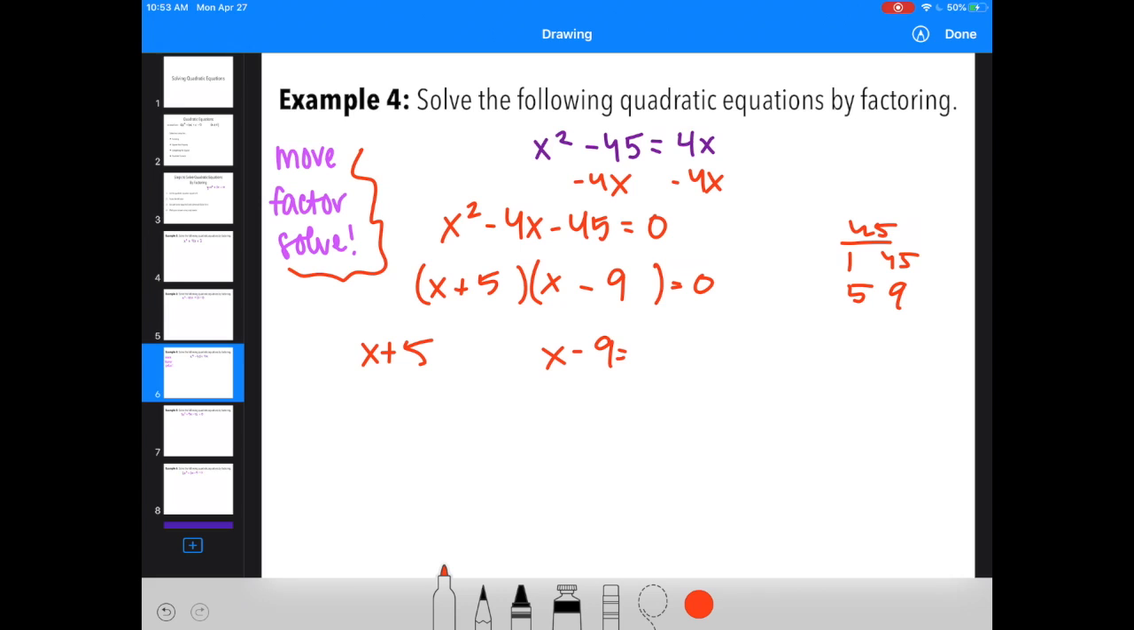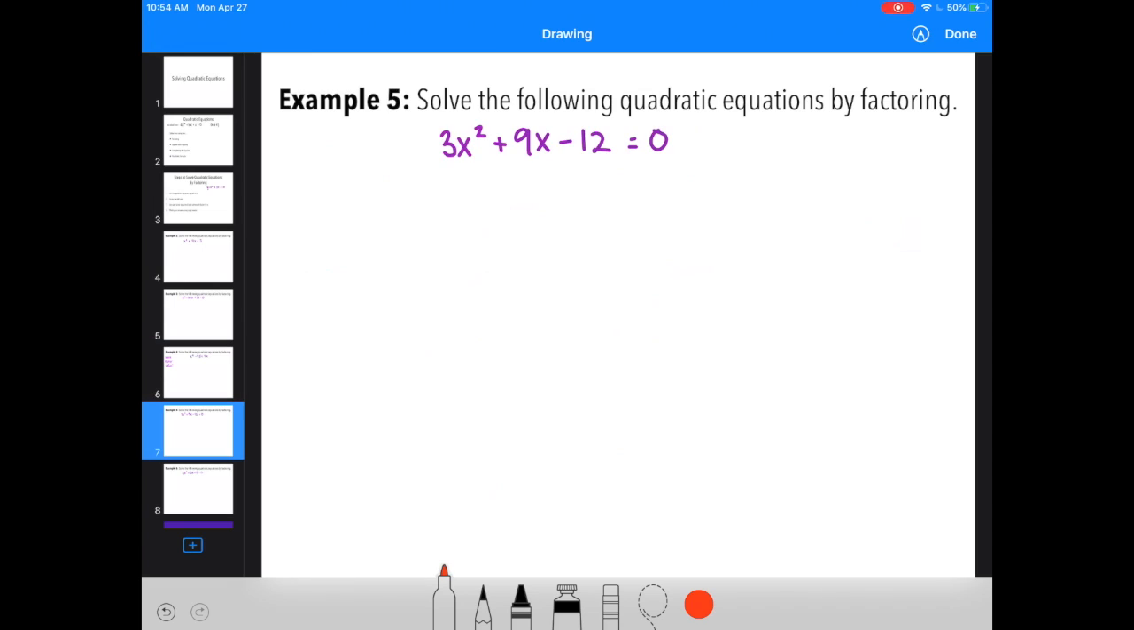I divide it up, set each equal to 0, and solve for x. So x is equal to -5 and x is equal to +9. My final answer is curly bracket -5, 9, curly bracket. Okay, 2 more examples.